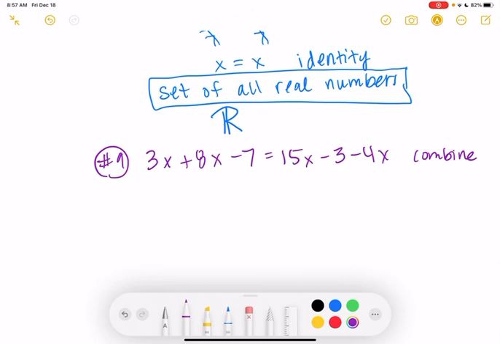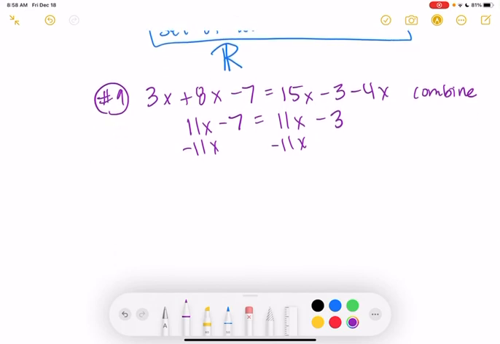So I have 3x and 8x, I get 11x minus that 7. Over here on the right, I have 15x minus 4x. That's an 11x. I still have that minus 3. And I like to get all my variables on one side. This is where it gets weird, right? Because I took away the 11x from both sides. Well, 11 minus 11, that just totally went away, right? So now I have a negative 7 equals a negative 3. So what is going on there?